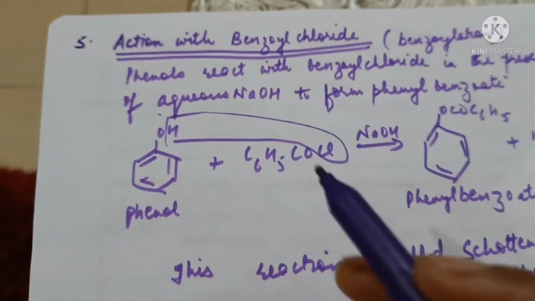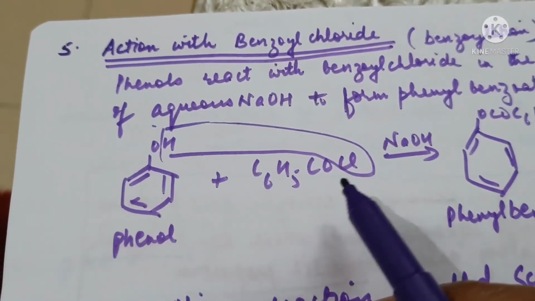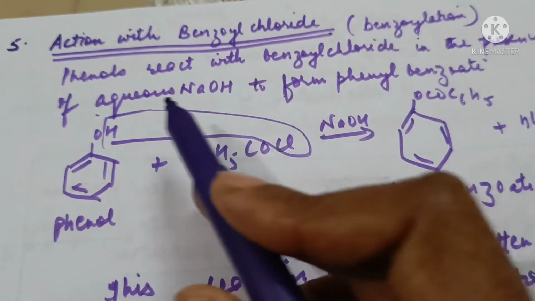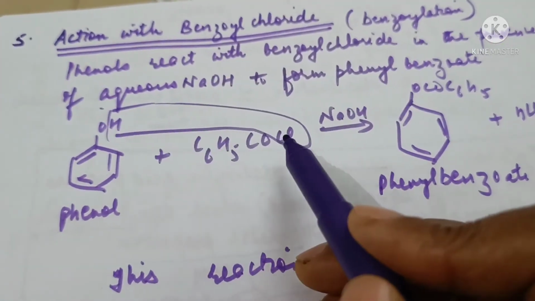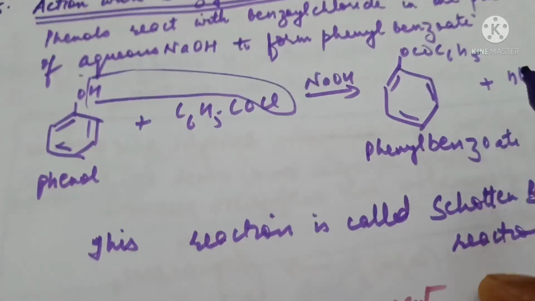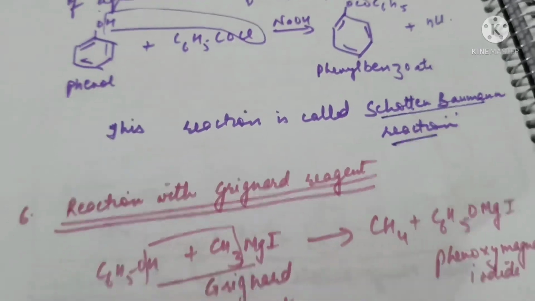When we react phenol with benzoyl chloride in presence of sodium hydroxide, H combines with Cl to form HCl, the benzoyl group is introduced, and phenyl benzoate is formed. This reaction is called Schotten-Baumann reaction.